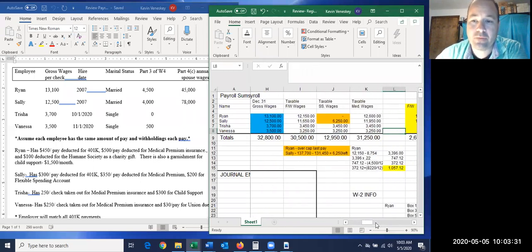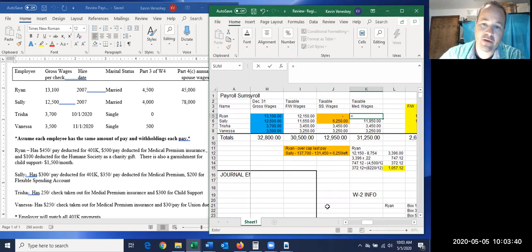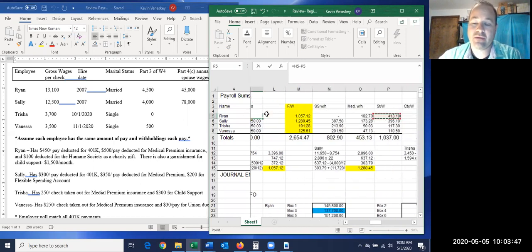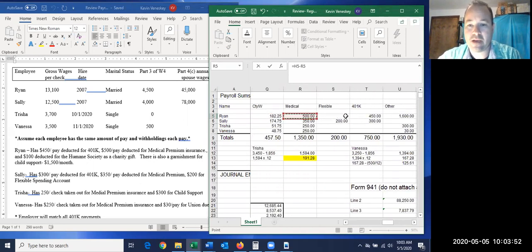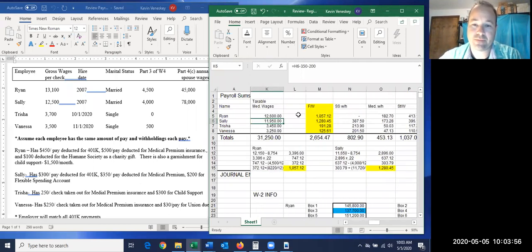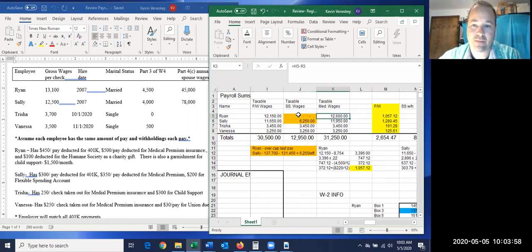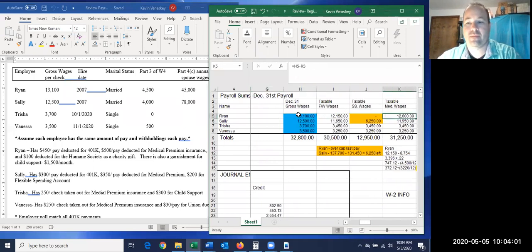Now I come over here and I like to start with Medicare, though you can start wherever you want. What I would do is take my gross, so that in the future I won't have to change this again. So I take my gross and then minus anything that needs to be taken out for Medicare. And the only one I can take out is the 500. And then I'm going to do this for the other ones as well.